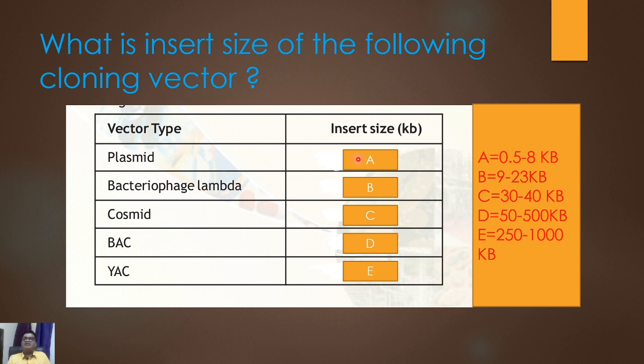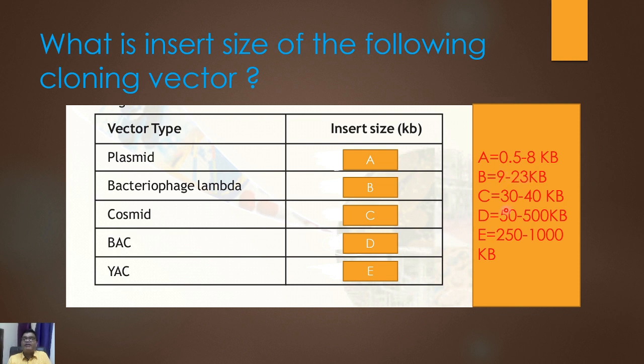If anybody asks what vector you will select for cloning of 7 kb DNA, then you give the answer: plasmid. What vector you will select for cloning of 16 kb DNA? It must be bacteriophage lambda. So try to remember the range. What is the range for bacteriophage lambda? That is 9 to 23 kb, kilobase pairs.